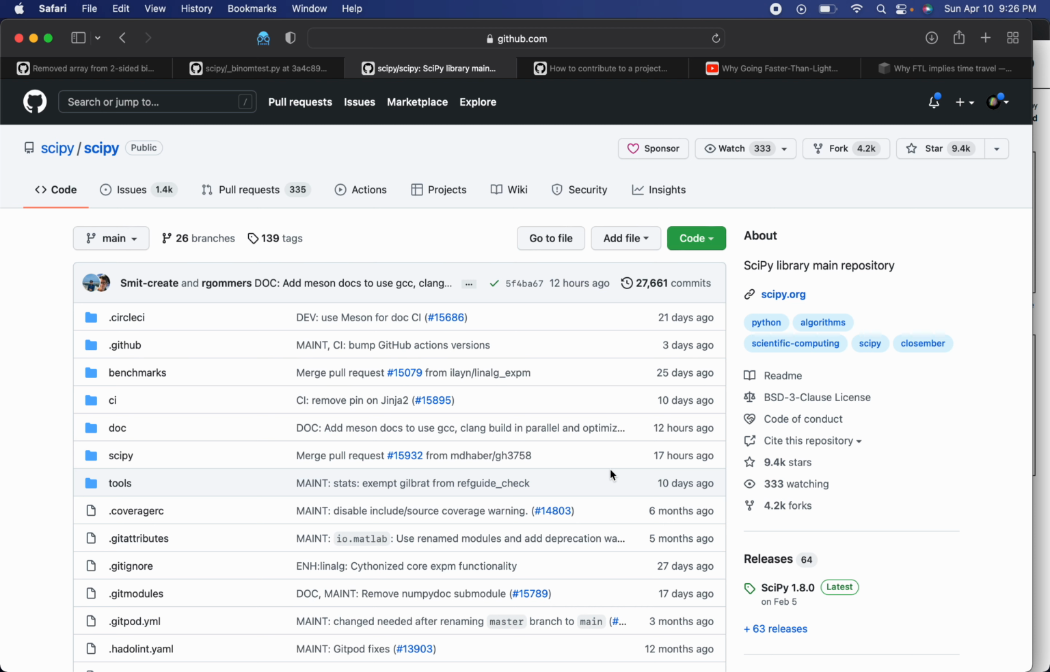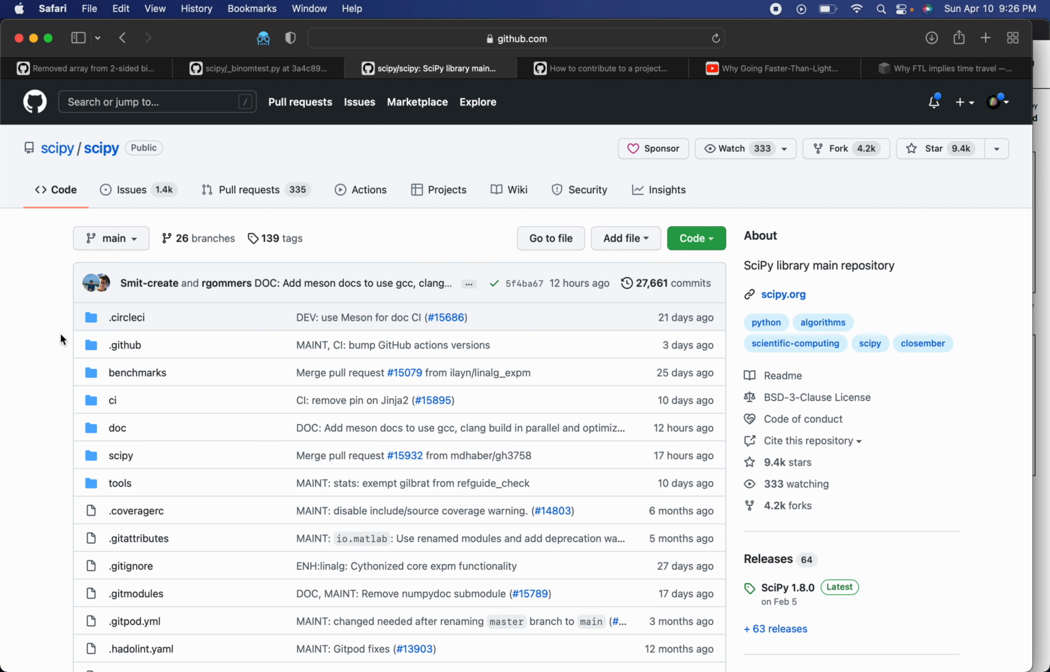I want to talk about how I made my first contribution to this open source library called SciPy. You can see the code for it on GitHub here. Now this is a very popular library in Python, probably used by millions of people around the world. Anything to do with statistics, machine learning. If you're writing some code in Python, you'll be importing this library.